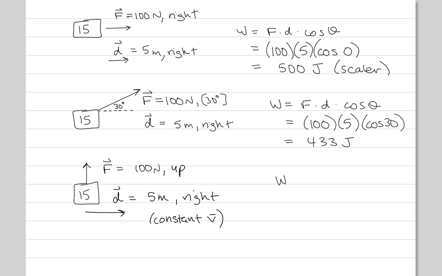So what's the work done? Cos 90 is 0. 100 times 5 times 0 is 0. 100, 5, and cos 90. 0.